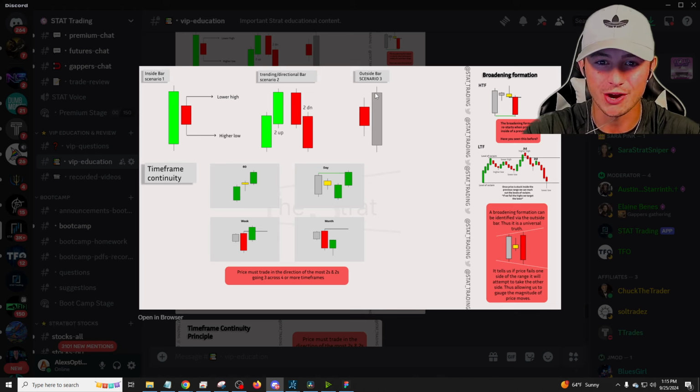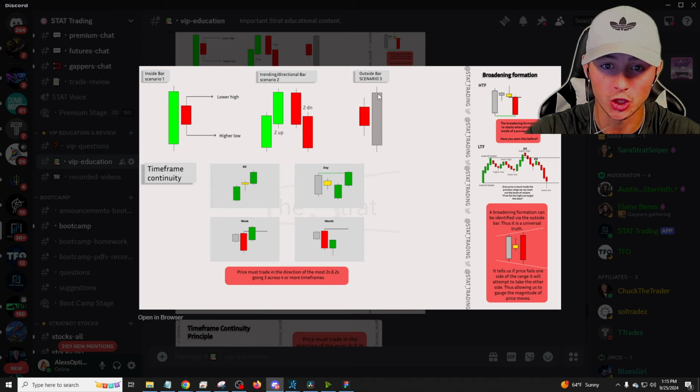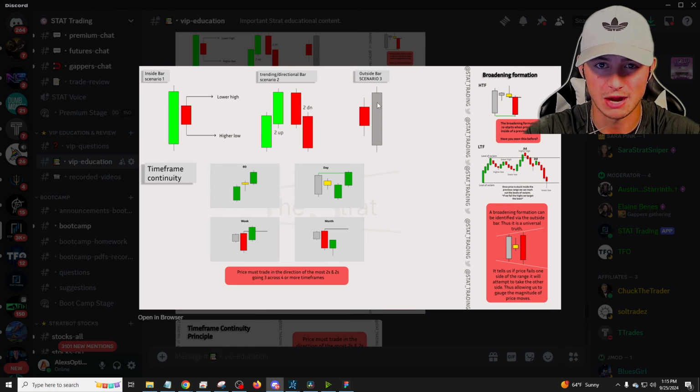The next scenario is a scenario 3, which is a failed 2 that becomes 3. So it must be 2 up and then red, which is failing, and then go 3, or 2 down and then green, which is failing, and then go 3. You'll notice when this occurs, it is also going to be considered an outside bar. This has a magnitude or a target, because when a 2 down fails, it's trying to take this out to the upside. And if a 2 up fails, it's trying to take this out to the downside, that previous bar's range. So this is how we gauge where price is going.